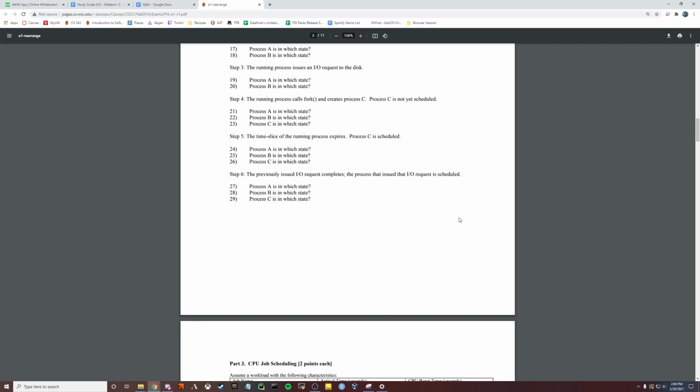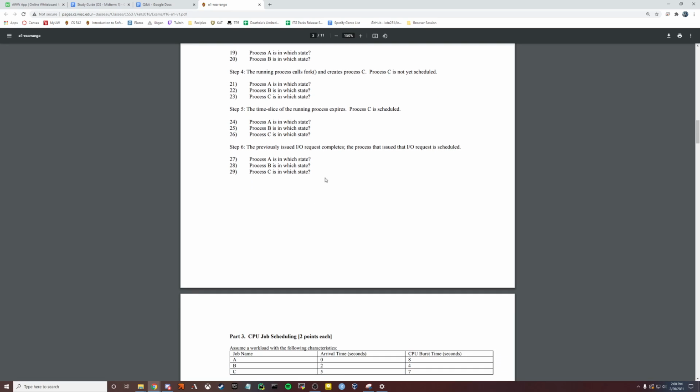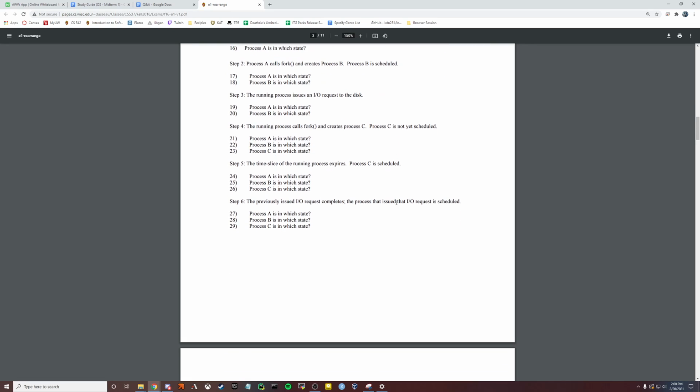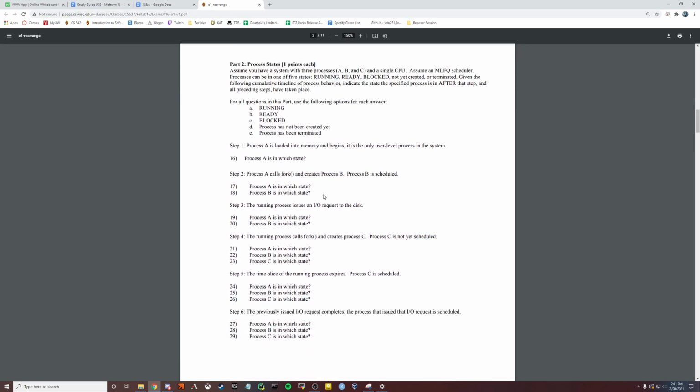Step 6, the previously issued IO request completes. The process that issued that IO request is scheduled. So I think before we said that if something is scheduled, it is running. So A is ready, B is running, and C is ready. I think C is ready. So we're doing ready, running, ready, right? Answer key says ready, running, ready. Cool, that one wasn't so bad.